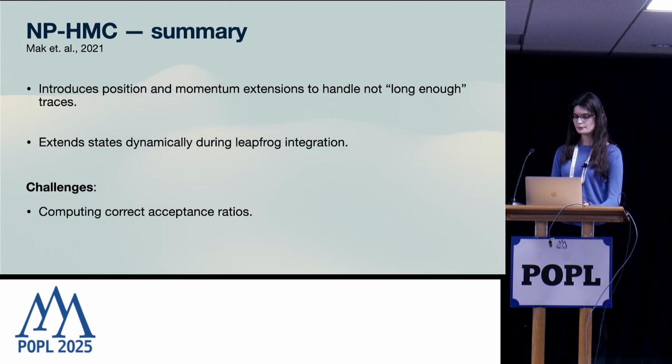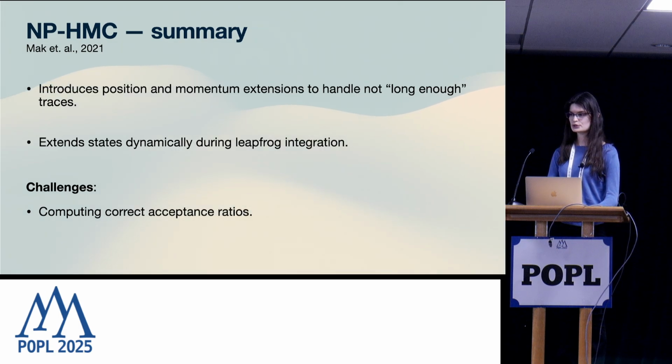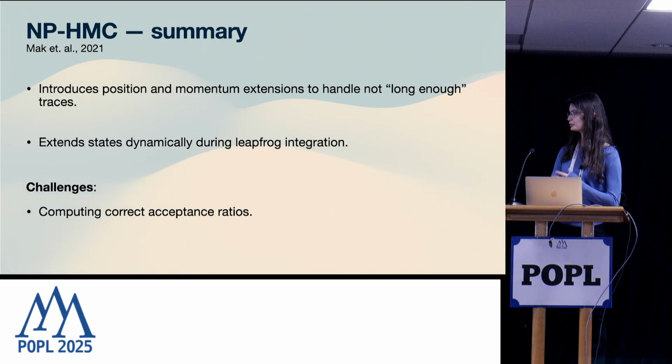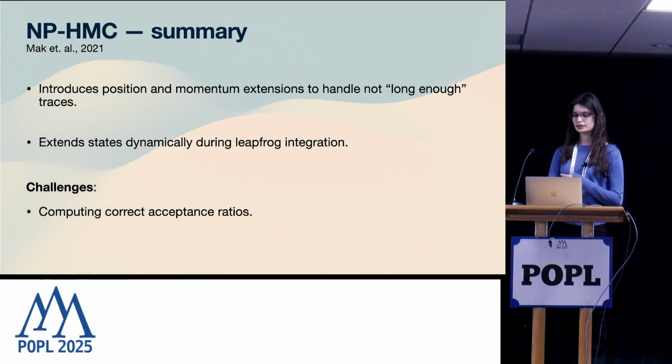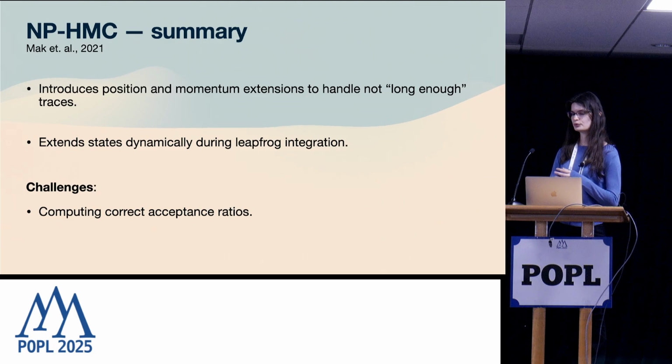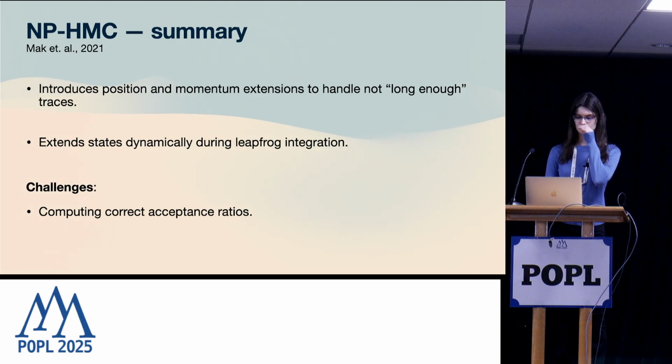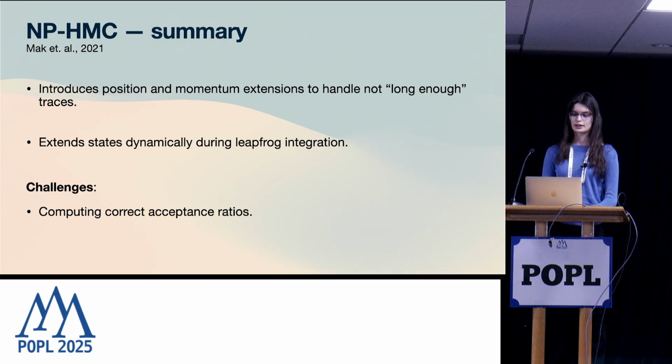So NP-HMC deals with not long enough traces by extending it dynamically during the leapfrog integrator. And the acceptance ratio has to be carefully computed. So there are multiple ways of performing extensions, and one of our contributions includes some acceptance ratio together with a correctness proof for some of these ways of performing extensions.